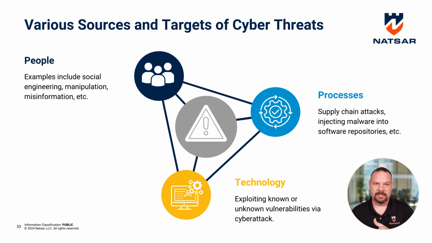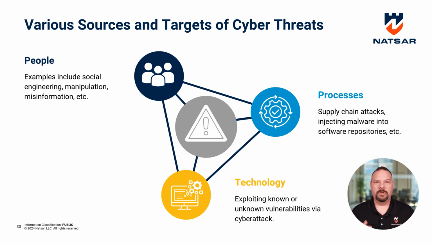Then processes is another source and target of cyber threats. So things like supply chain attacks. Think of attacks like Kaseya and SolarWinds and Microsoft and others, where the supply chain was actually infiltrated, and when organizations downloaded what they thought was legitimate software, they actually compromised themselves. So that's a process example of an attack. And then, of course, technology. Things like scanning for vulnerabilities and then trying to exploit those vulnerabilities. So exploiting known or unknown vulnerabilities via cyber attack is an example.